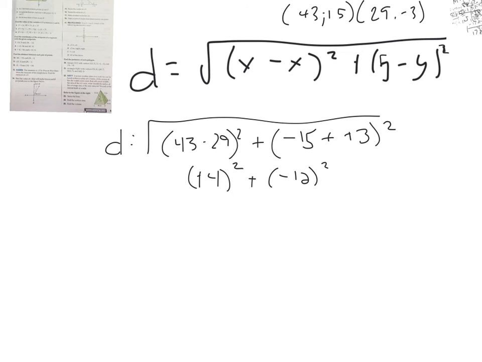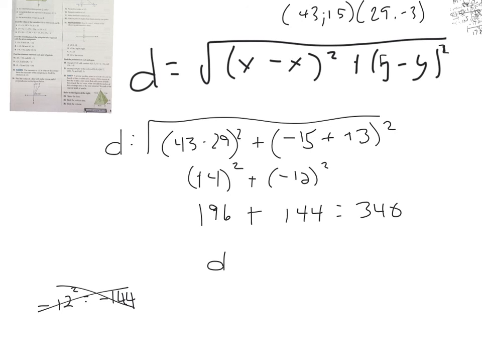All right? Now, it's important that I put these in parentheses, especially that negative 12. Because when you take negative 12 times negative 12, you're going to get 144. But if you did the opposite of 12 squared and did not put that in parentheses, you'll get negative 144, and that is not what we want. Okay? Now, 14 squared happens to be 196. So I have 196 plus 144, which happens to be 340. So the distance here then is going to equal the square root of 340.